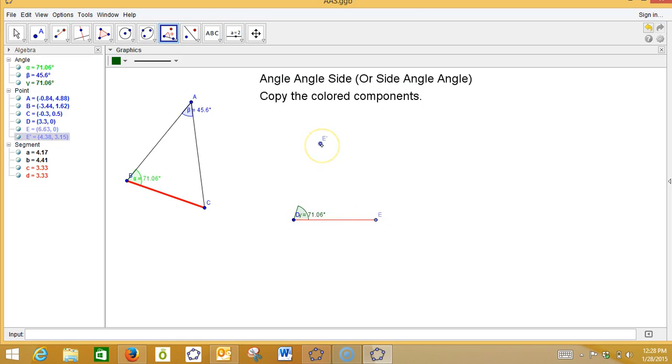So what happens is when you use that tool, all it does is rotate this endpoint E around the vertex by whatever angle we said. Since alpha was 71.06, it rotated the point 71.06.